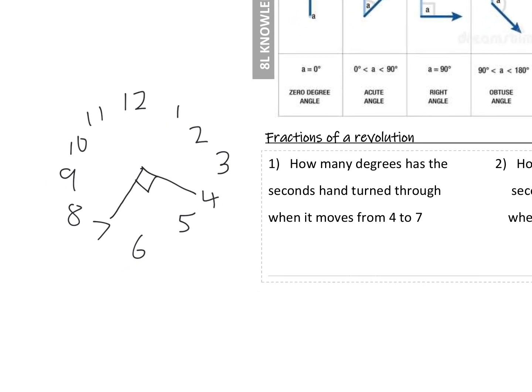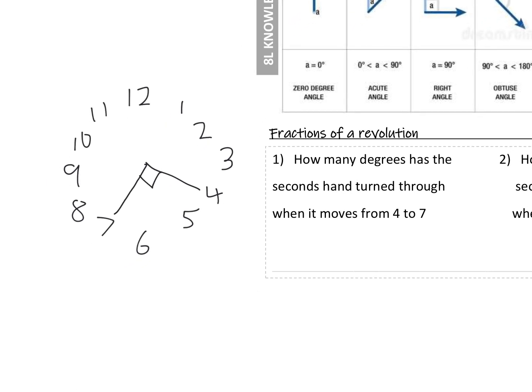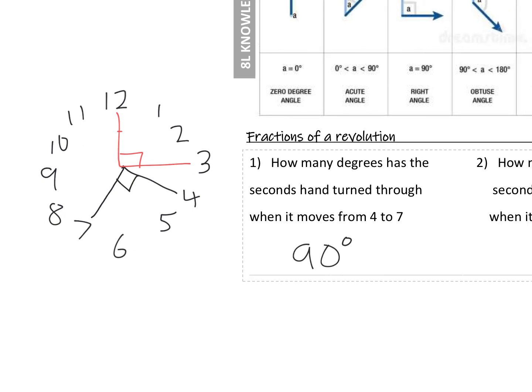I wouldn't just do that by eye. Let's think about this. When you go from 12 to 3, that's a quarter of a turn, because it's 15 minutes, it's a quarter of 60 minutes. So that's your 90 degrees, and that's moving through 1, 2, 3 hours, or 3 numbers. So when you go from 4 to 7, you're moving 1, 2, 3 numbers as well. So it's equivalent to going from 12 to 3. So how many degrees is it turned? Quarter of a turn, which is 90 degrees.